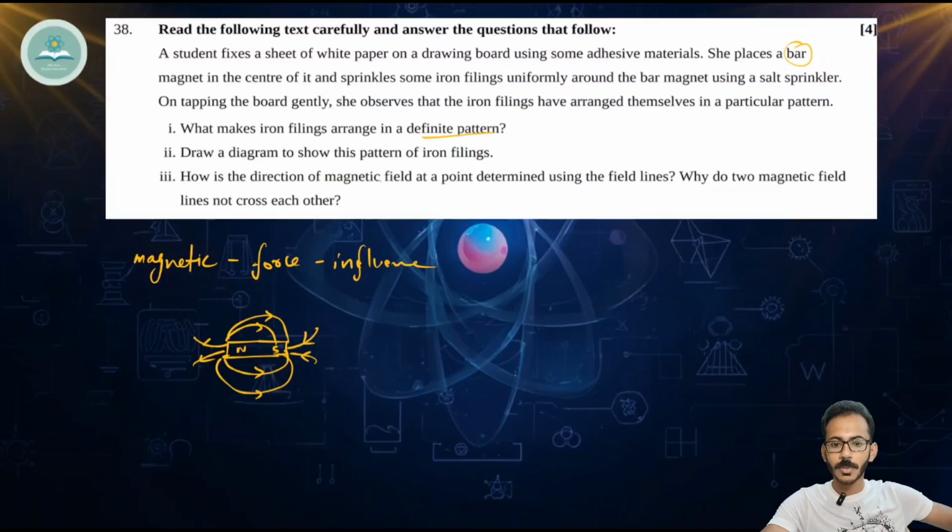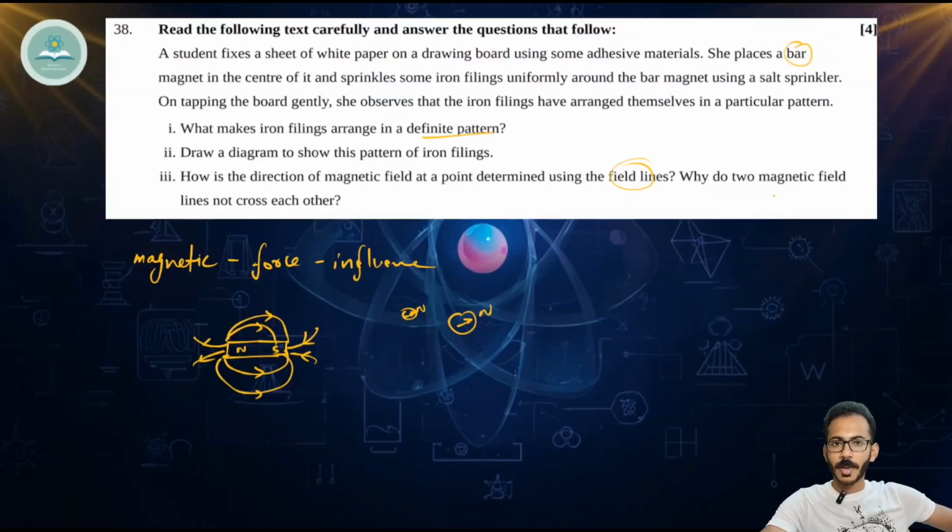Next is, how is the direction of magnetic field at a point determined using the field line? So how will we get the direction? To decide the direction, we can use a small compass. A magnetic compass can be used. So when we keep the compass at a particular point, then look where its north pole is pointing. Keep the compass there. Then again, the north pole will point towards a particular direction. Keep it there. Once we keep on going like that, we'll reach the opposite pole. Like this, we'll be able to identify the direction of the magnetic field.